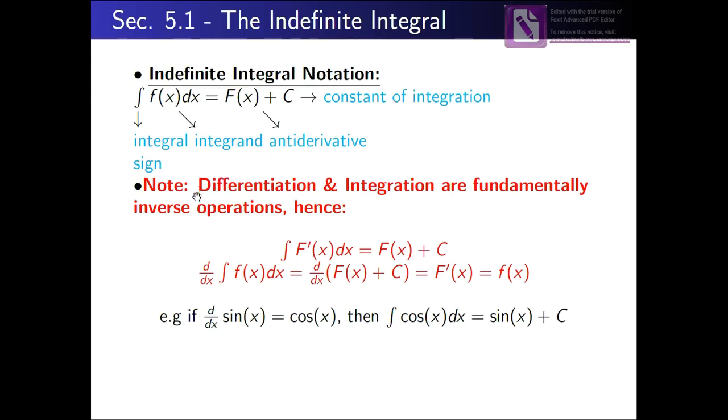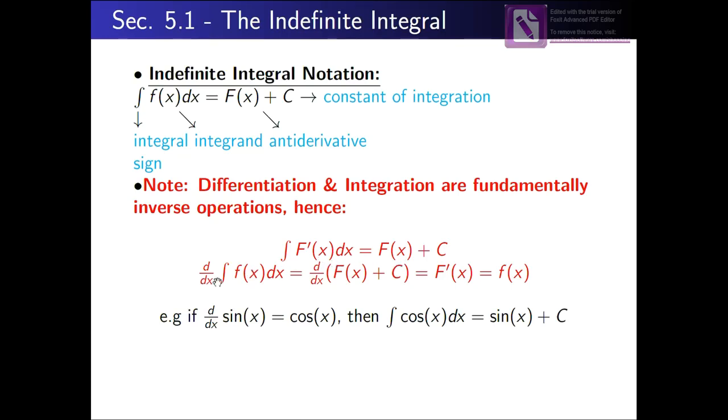So here we have a note: differentiation and integration are fundamentally inverse operations. If you see that differentiation and integration, they are opposite, because the derivative of F will give us f, and the integration of f(x) will give us the capital F of x. So the integration of f prime x will give us f of x.